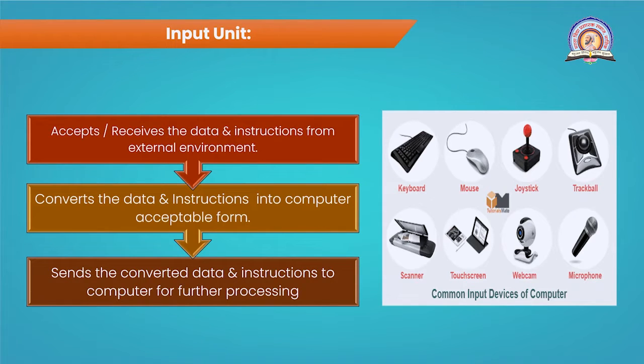Now whatever data and instructions we are entering are in the form of English, or in a user-readable form. But the computer does not understand this language. So the input unit converts this data and instructions into a computer-acceptable form, that is, the machine form, known as binary language. This conversion is done by the input device. And that converted data, in machine language format, is sent to the memory unit or arithmetic logic unit for further processing.